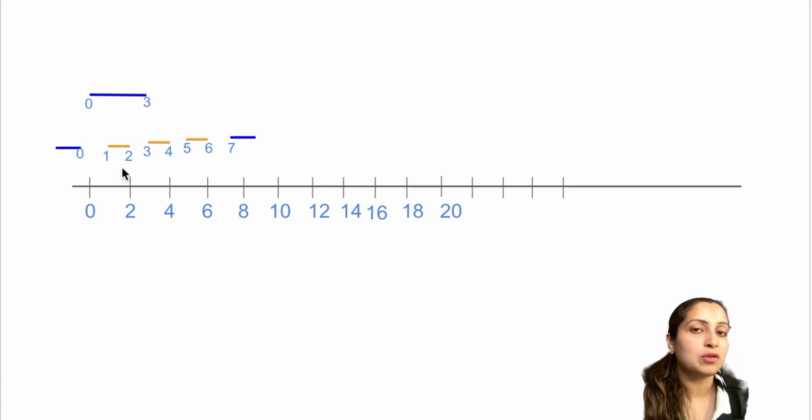But is there an overlap? How do I check? I need to check the end index of the new interval, 3, with the start index of the given interval, 1. So 3 is greater than 1. If it would have been less than 1, then there would not have been any overlap. But since there is an overlap, I need to take the min of the start indices 0, 1 and the max of the end indices 2, 3. So my new interval here would be 0, 3, because min of 0, 1 would be 0 and max of 2, 3 would be 3. So my return intervals would be 0, 3, 3, 4, 5, 6.